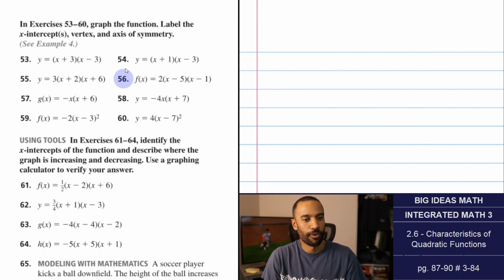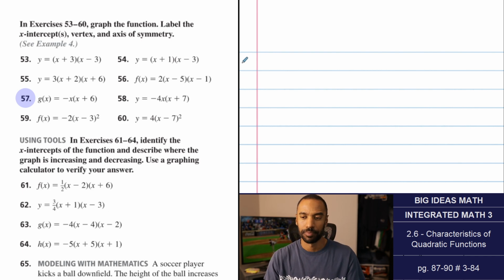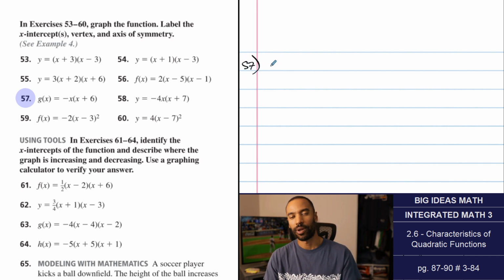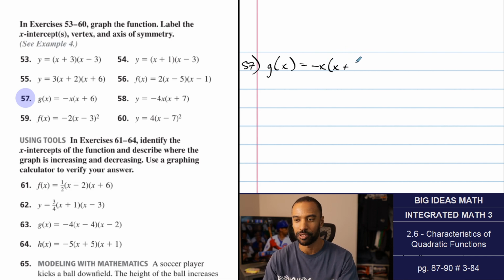Number 57. All right, for these last four, I'll find the axis of symmetry likely as just halfway between the numbers. If you saw what I did on that last problem when I plugged in the x value to find y for the vertex, I didn't truly substitute. I just said 3 minus 5 is this and 3 minus 1. I'm going to continue doing that as well.